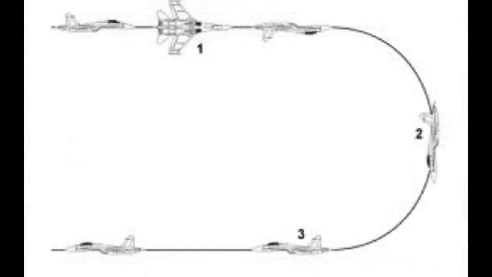Next in line we have the split S. This is by any means the opposite of what we just saw. This is the opposite of the half loop. The split S is a maneuver where you are pointing one way, you roll upside down, you pull down, and when you are upside down, you simply keep on going. This is totally the opposite of the other maneuver.